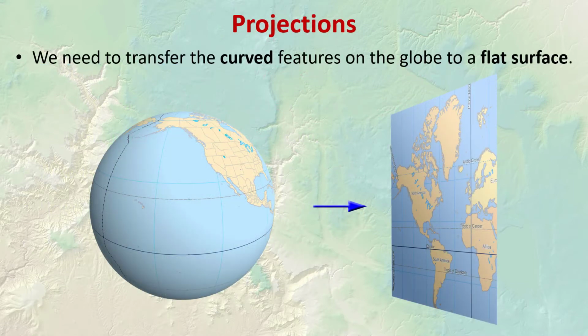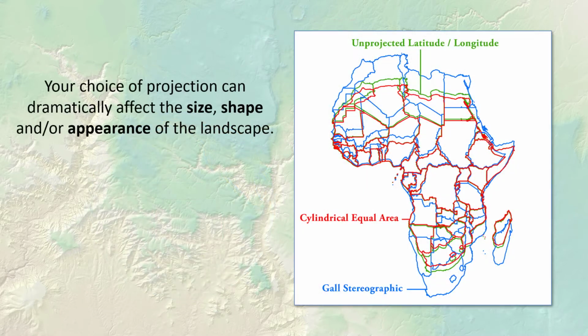So what is a projection? In GIS, to project data means to take it from the curved surface of the planet and make it flat. Remember, all data that exists on the planet Earth basically sits on a curved surface. And when we want to put it onto a flat surface like a paper map or a computer monitor, we have to figure out a way to take that curved data and make it flat. Now, there are an infinite number of ways that you can do this, and some of them work better for some purposes than others. The choice of projection can dramatically affect the size, the shape, and the appearance of the landscape.